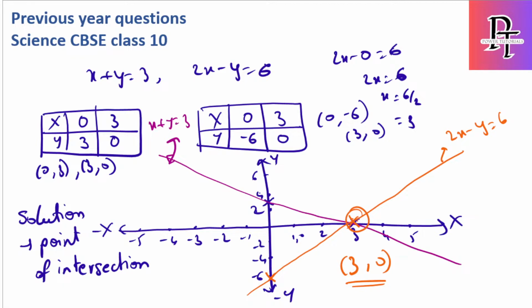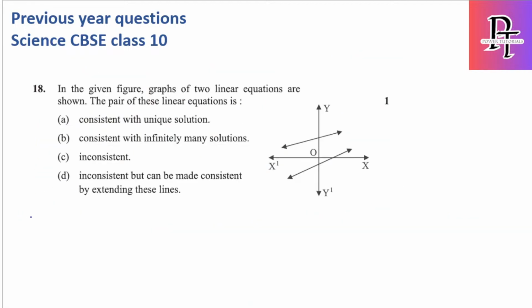Then we have substitution and elimination, but for substitution and elimination I will help you with the previous year questions themselves. So let's move to the previous year questions now and let's solve one by one. So this is a 1 mark question. What is the question here? In the given figure, graphs of two linear equations are shown. The pair of linear equations is.